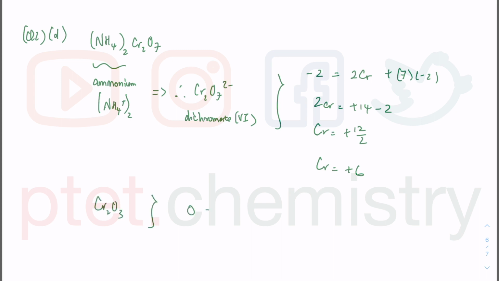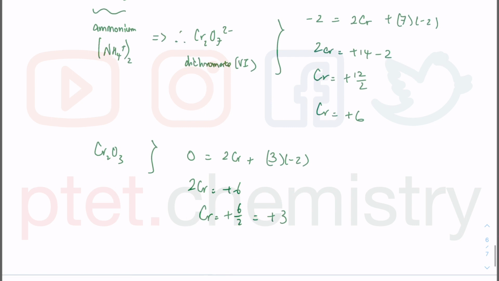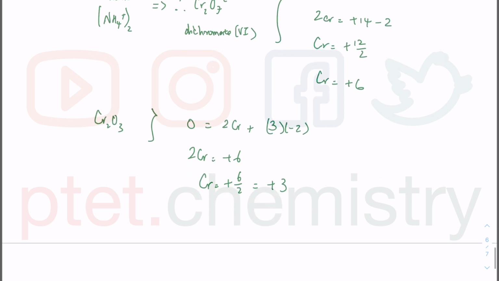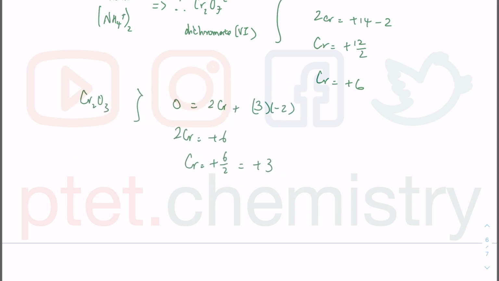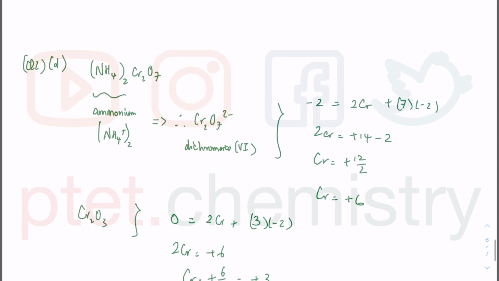Cr2O3, overall compound has no charge, so oxidation number is 0. I've got 2 chromium, I've got 3 oxygen, each of which is minus 2. So 2 chromium is plus 6, chromium is plus 6 over 2, chromium is plus 3 in Cr2O3. Next up, what do they want us to do? They want us to write a balanced equation for the decomposition of that.